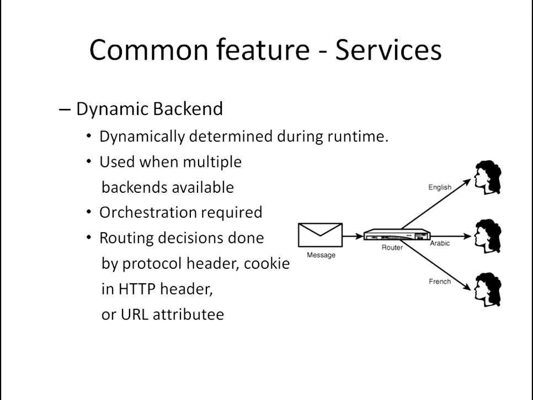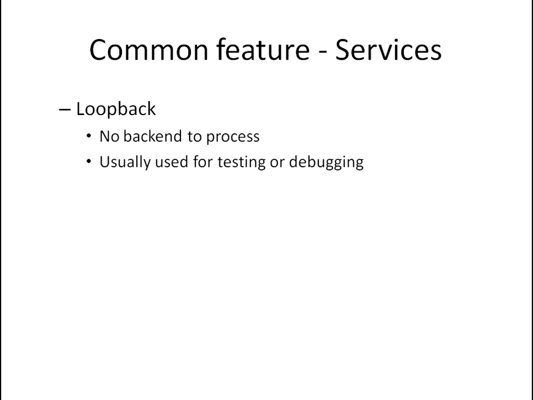So this is what the dynamic backend looks like. It's dynamically determined during runtime, and some small orchestration features are required here, but it is very easy. We are going to use XSLT for orchestration in DataPower, and the routing decision can be made based on, as I told you, protocol header, HTTP header, or URL attribute to determine the dynamic backend, which backend I need to route the service to. The loopback, as I told you, has no backend to process, and is usually used for testing or debugging. Basically, DataPower will act as a server for this one.